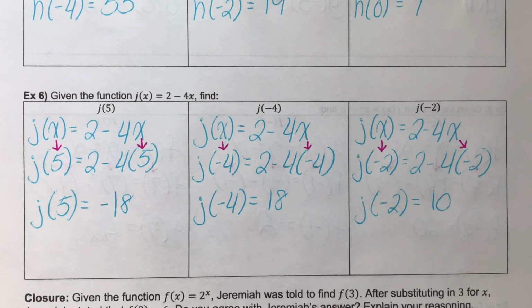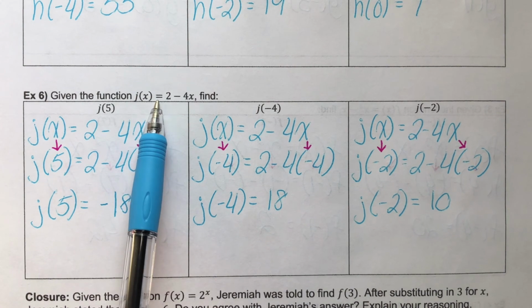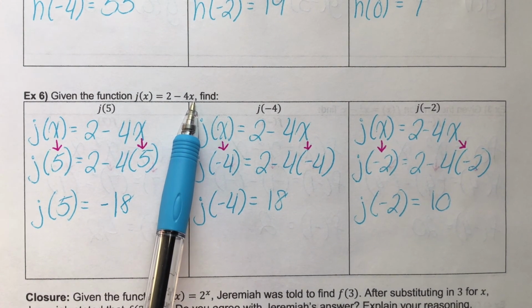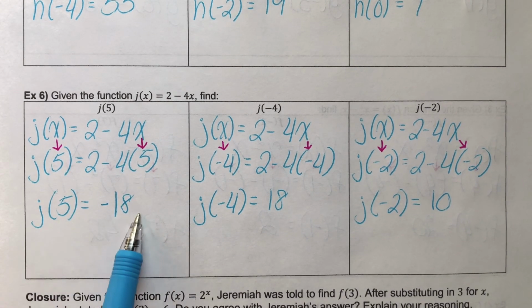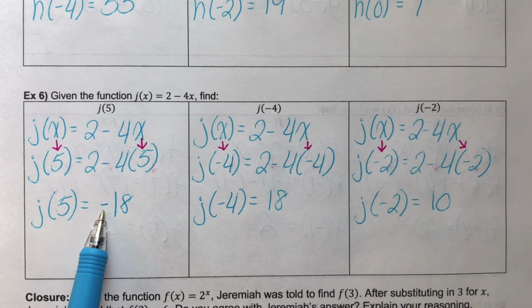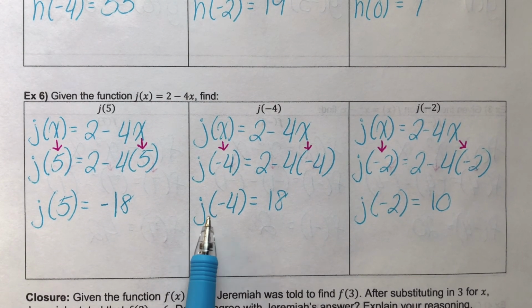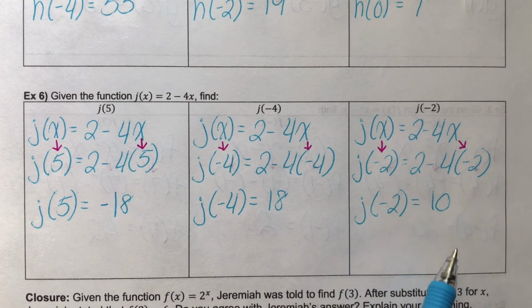And then last but not least, number 6, I'm using the j function. So j of x equals 2 minus 4x. Again, I'm copying it over, plugging in, and then typing it into the calculator to get my answer. j of 5 equals negative 18. j of negative 4 equals 18. And j of negative 2 equals 10.